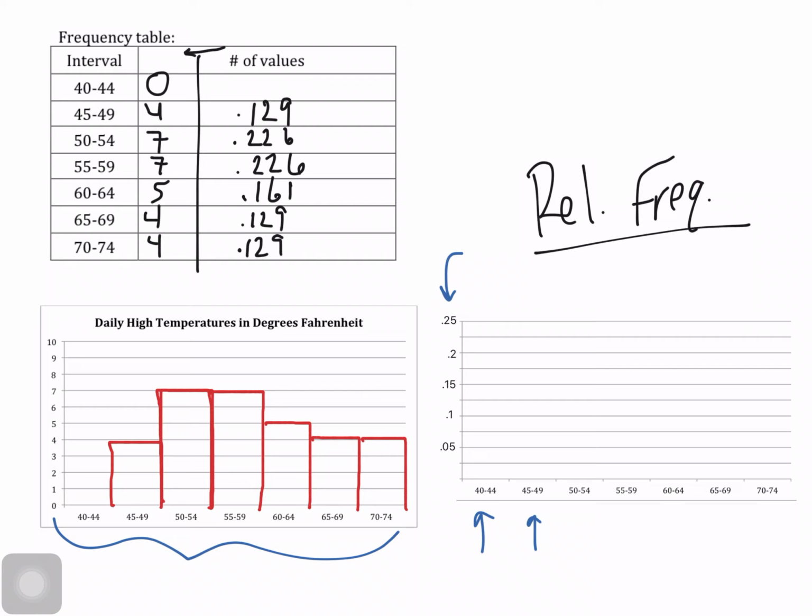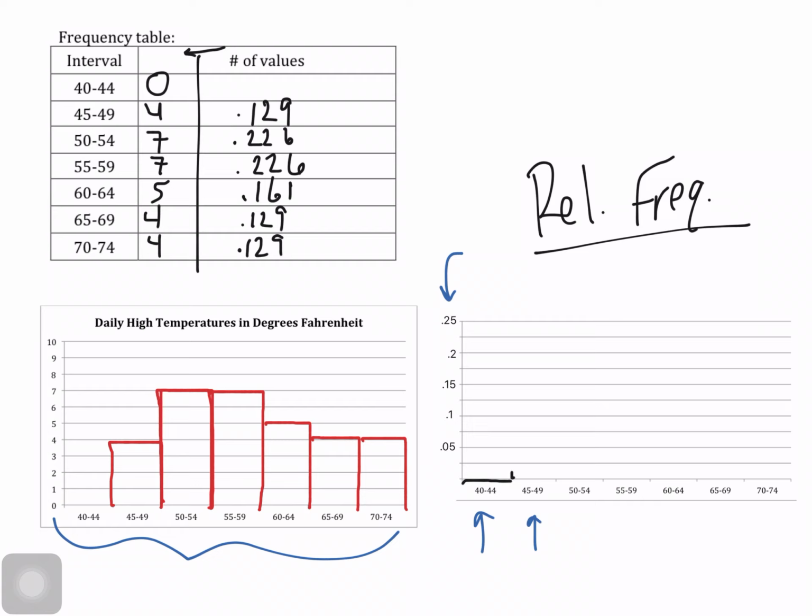So 0.2258, so I'm going to round that to a 6. Alright, so go ahead, pause the video, take a second to fill in the rest of this chart. Alrighty, go ahead and check, make sure that you're on the same page as me. Once we have that good to go, we can go ahead and make a relative frequency histogram.